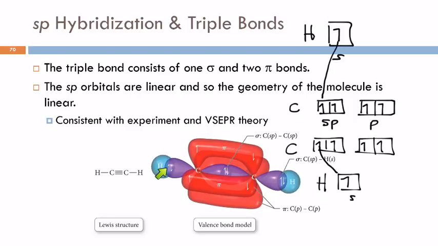That's this bond right here, and this one right here. And then it's got 3 more. It's going to share the sp of one carbon with the sp of the other carbon. Those are going to overlap head to head, end to end. And then a p will overlap with a p, and a p will overlap with a p. Those are perpendicular, and they can only overlap side to side.